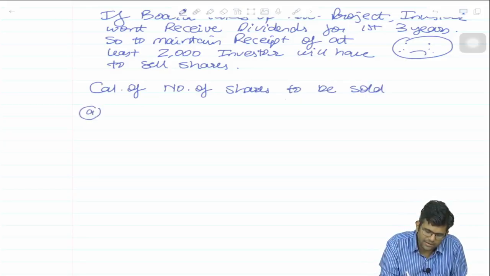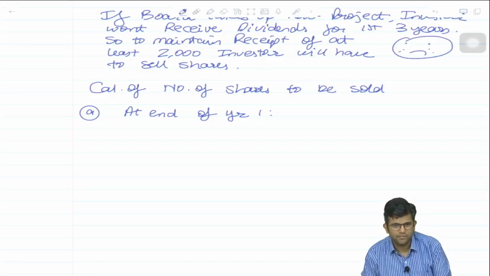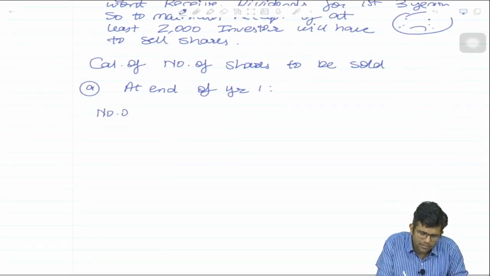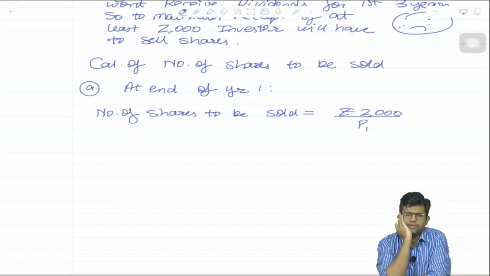Now in that, let us talk about at end of year 1. Now students, end of year 1, end of year 0 not required. The girlfriend gift you gave already. Everybody clear? Now end of year 1 problem, end of year 2 problem, end of year 3 problem. Everybody clear na? 1, 2 and 3. So end of year 1, now I will have to sell the shares. Look at the screen. Number of shares to be sold, can I say will be rupees 2000 divided by P1.